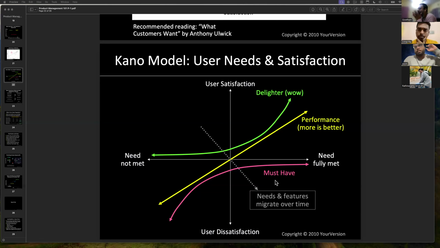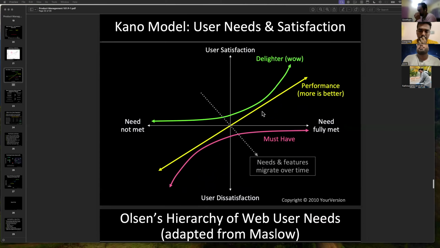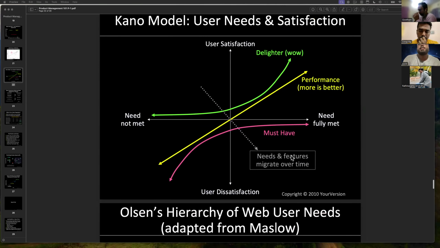So whatever ideas you have, when you plot them here, whichever is under the must-have should be your highest priority during execution. Next priority would go to performance, then delighters. You guys understood the difference between the three, right?